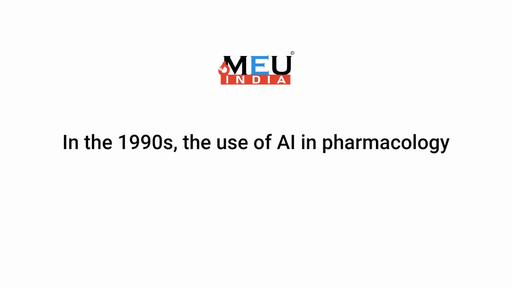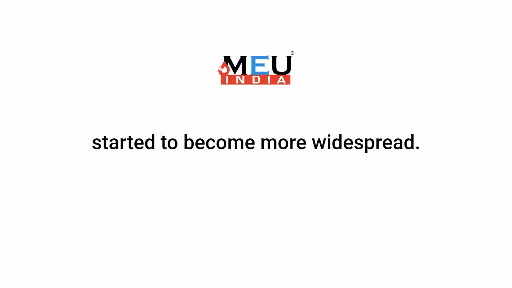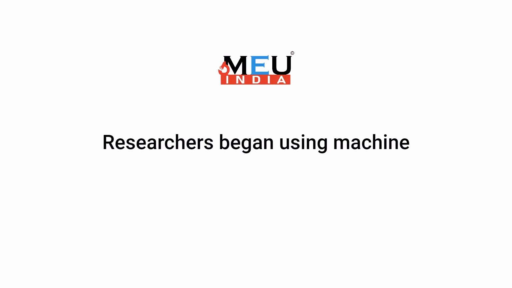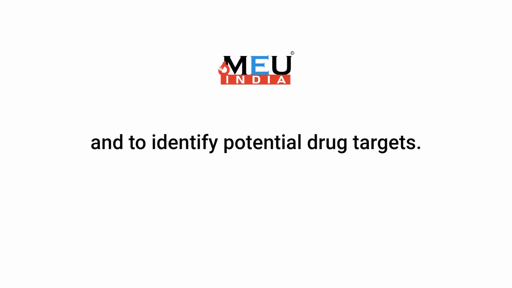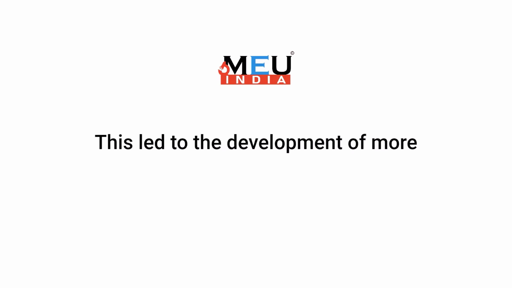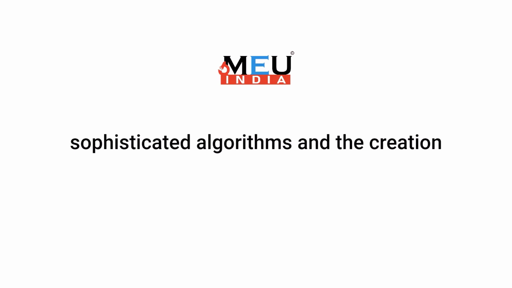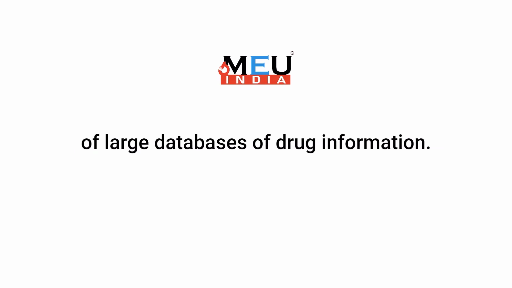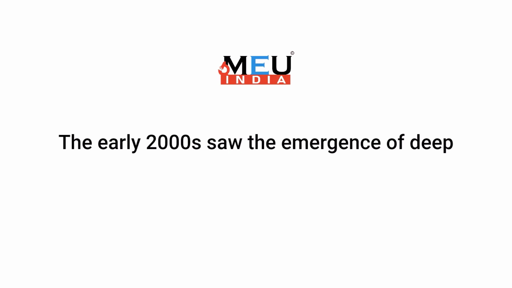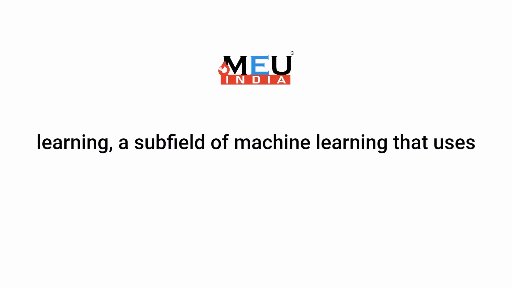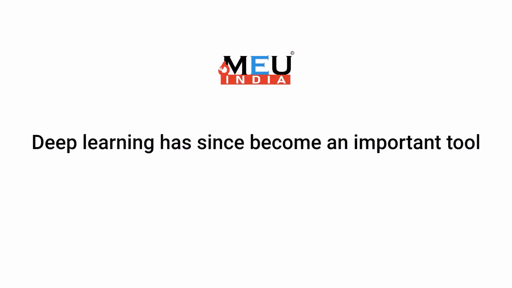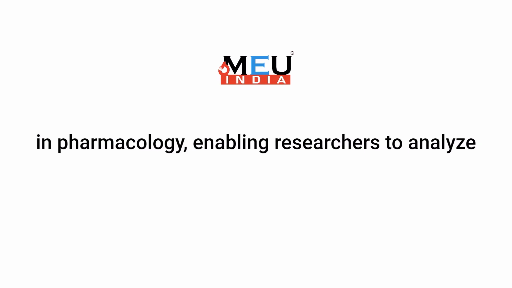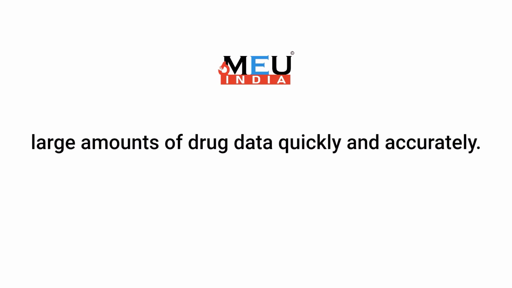In the 1990s, the use of AI in pharmacology started to become more widespread. Researchers began using machine learning techniques to predict drug toxicity and to identify potential drug targets. This led to the development of more sophisticated algorithms and the creation of large databases of drug information. The early 2000s saw the emergence of deep learning, a subfield of machine learning that uses artificial neural networks to analyze large datasets. Deep learning has since become an important tool in pharmacology, enabling researchers to analyze large amounts of drug data quickly and accurately.